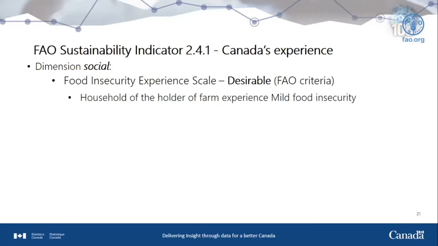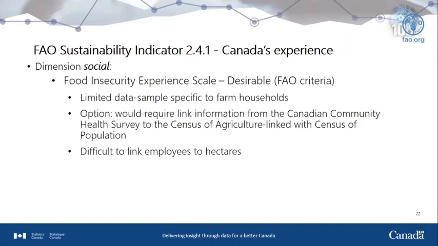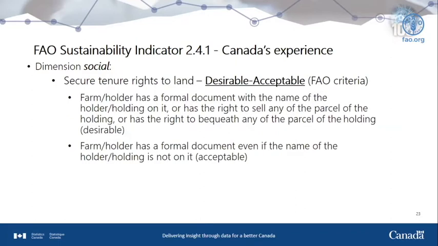So next slide, please. For example, we have a household survey that's based on the Canadian Community Health Survey. And it's possible to link that with the Census of Agriculture and make those linkages, but when you start to link a household survey to the national data, we would have a very small sample. So again, we know there's some food insecurity, but we didn't have the resources to pursue that.